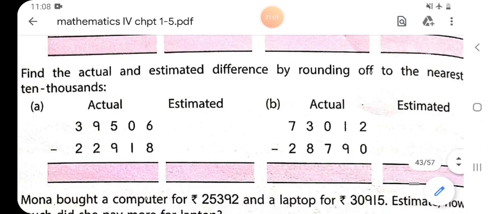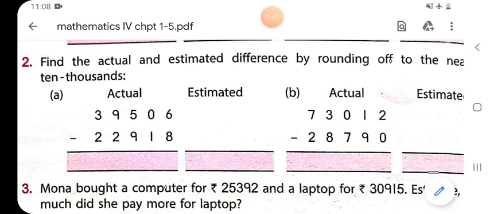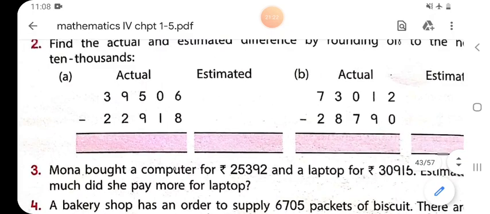In sum number 2 we have two parts, A and B. The A part we have already discussed, and the B part you are going to do yourself. It will be easy, just like the A parts of the first and second sums. Moving to the next, question number 3.